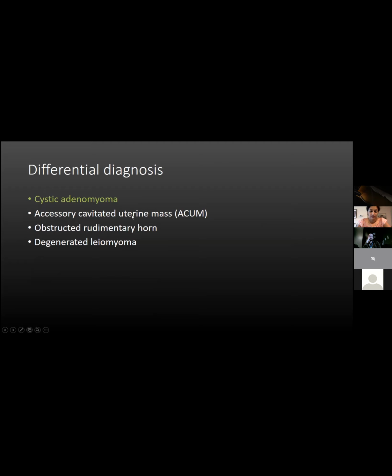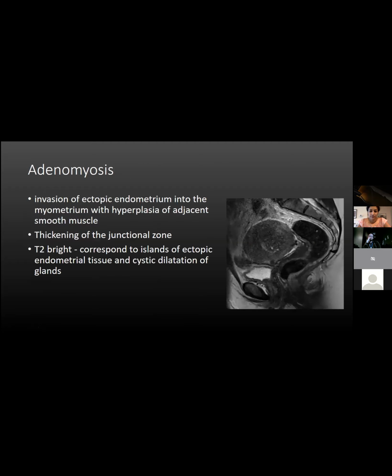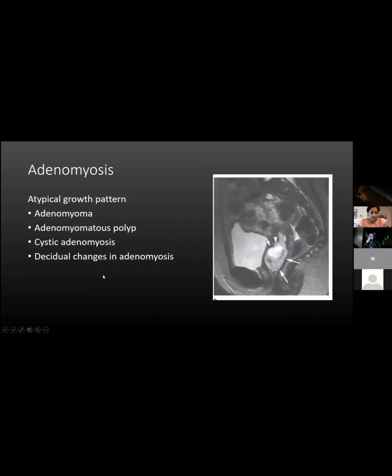So the diagnosis here is probably cystic adenomyoma. As I said, I don't have an op follow-up, but there's enough convincing evidence on imaging that that's probably what it is. So just a quick recap of what adenomyosis is. It's invasion of the endometrium into the myometrium with hyperplasia of the adjacent smooth muscle. You classically get thickening of the junctional zone. We get these T2 bright foci, which correspond to the ectopic endometrial tissue within the myometrium.